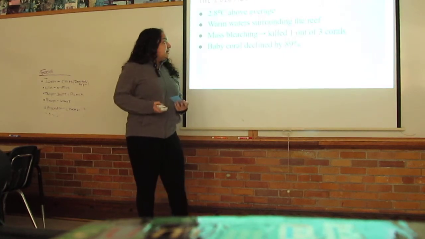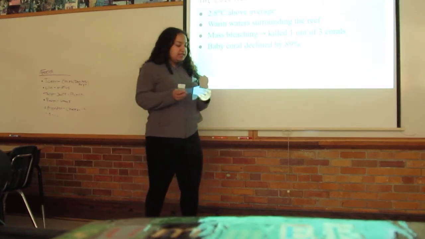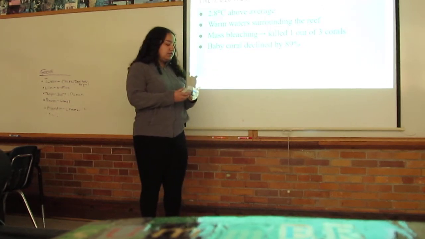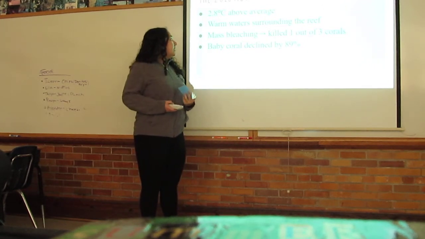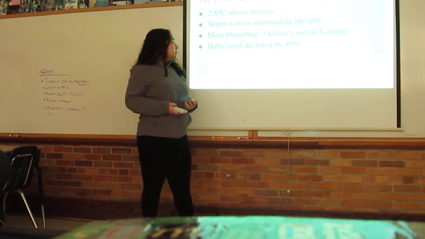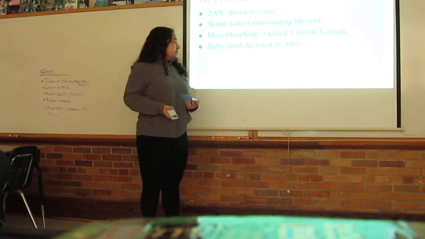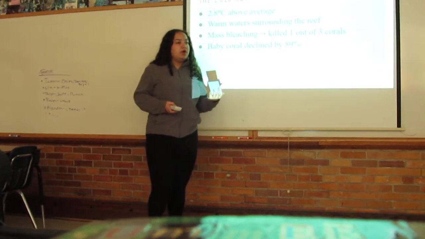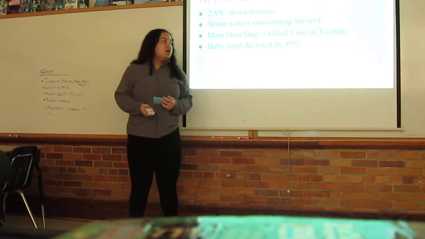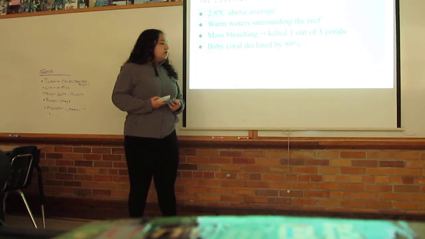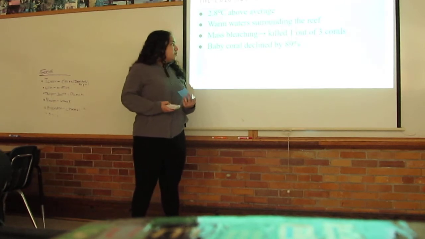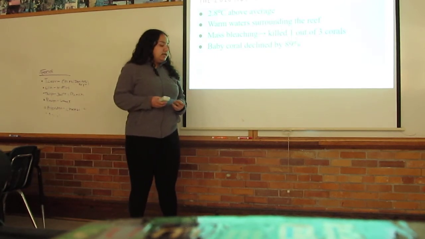In 2016, Australia had a heat wave, and this heat wave caused the temperatures to be 2.8 degrees Celsius above average. This caused warm waters surrounding the reef, and these warm waters caused a mass bleaching, which killed 1 out of 3 corals. According to a study, the baby coral after this event declined by 89%.